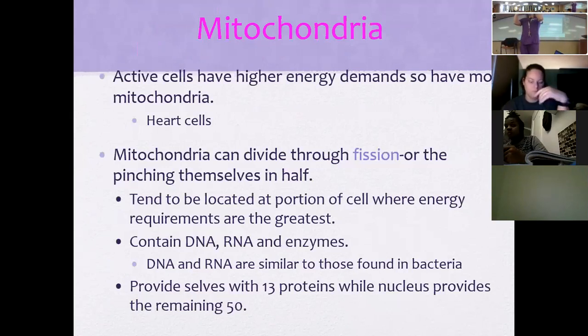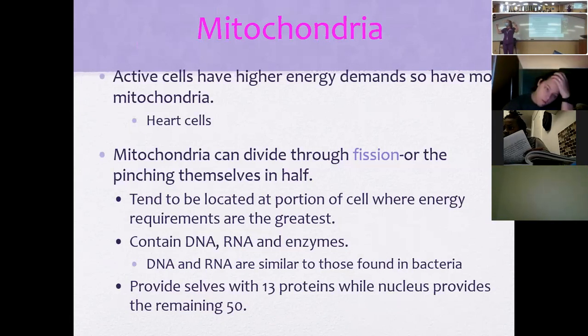Mitochondria can replicate themselves, but they don't do it by mitosis, which is when a cell makes an exact copy. They do it by fission. They just kind of bloop, pinch themselves, and then bloop, make two. So our higher energy cells that need more mitochondria are able to divide to meet that need.